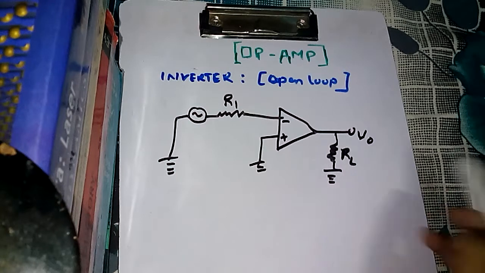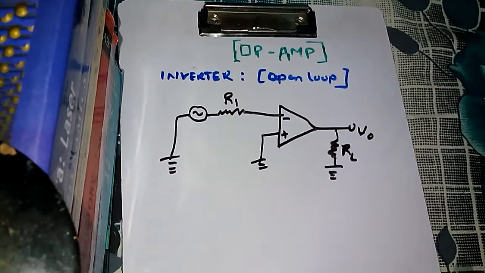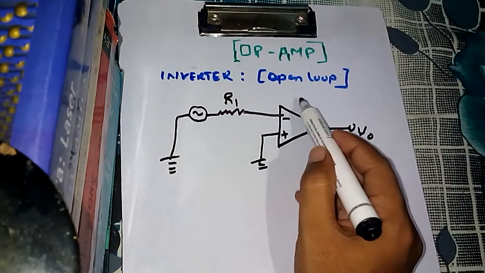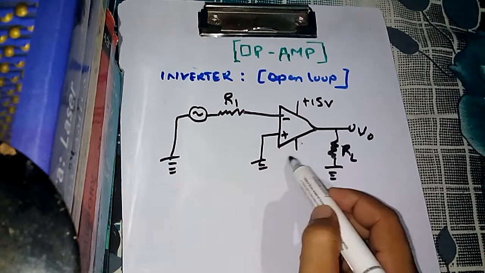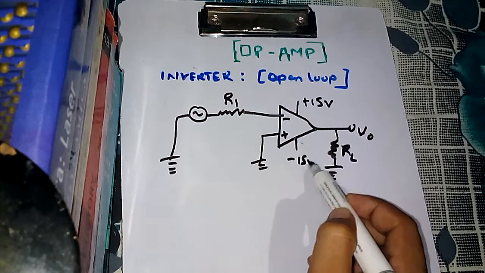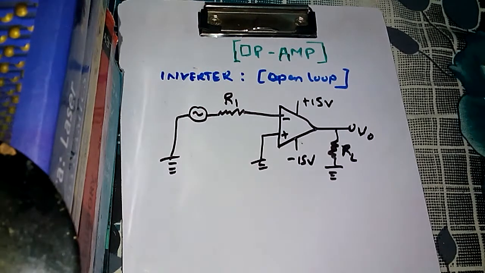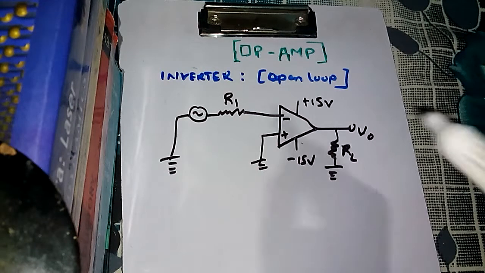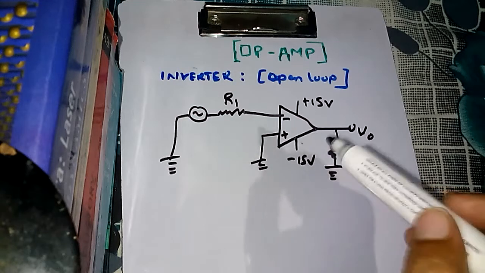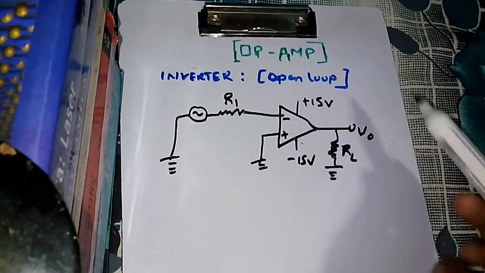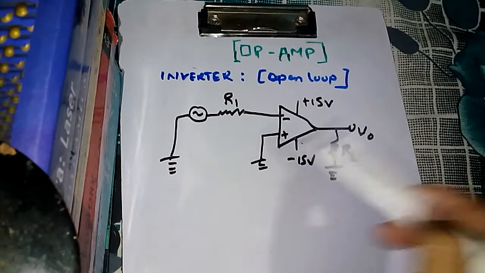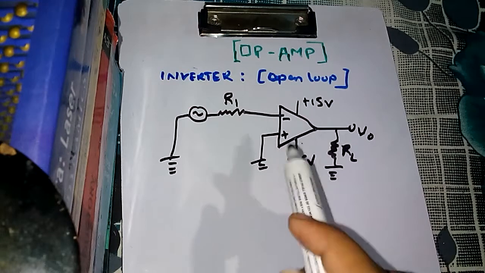Now this load resistance can be a bulb, a speaker, or any gadget that you want to drive using the output voltage. Always know that plus 15 volt and minus 15 volt are there, because without this biasing the operational amplifier cannot work. This is inverter circuit with open loop, because I am not giving a feedback to the input, either this way or this way. So this is open loop configuration.